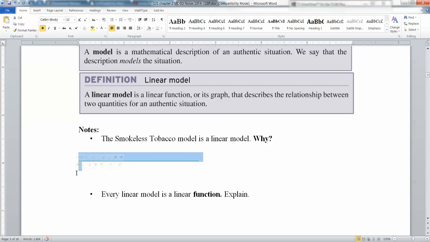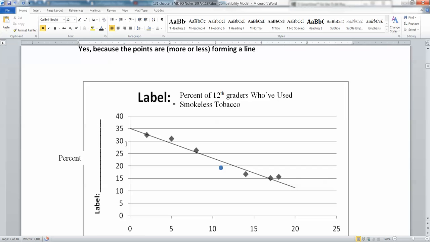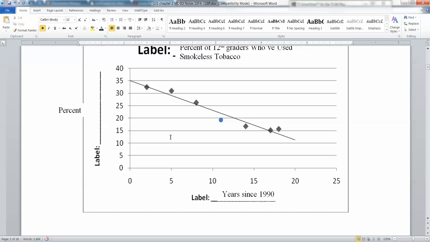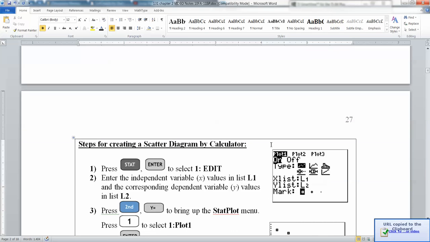Now the smokeless tobacco one is a linear model. Why? Well, because a line fits the data points well. Therefore, it must have been linear. Right? That's what this line is that you look at. That's a linear model. Model because this is real data, linear because it's a line.